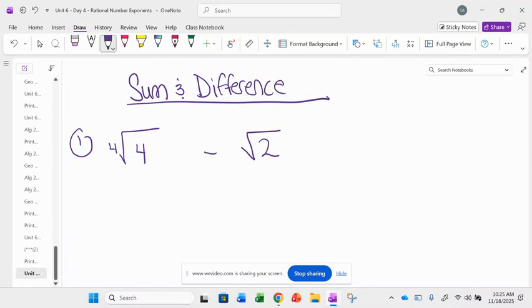The 4th root of 4 minus the square root of 2. In order to add or subtract, there's a bunch of things I need. Not only do I need the same index, but what else do I need? The same radicand, right? I need the same index and I need the same radicand. Right now, my biggest concern is that I have different indexes. So I'm going to change this to exponential. So this is going to be 4 raised to the 1/4 power minus 2 raised to the 1/2 power.